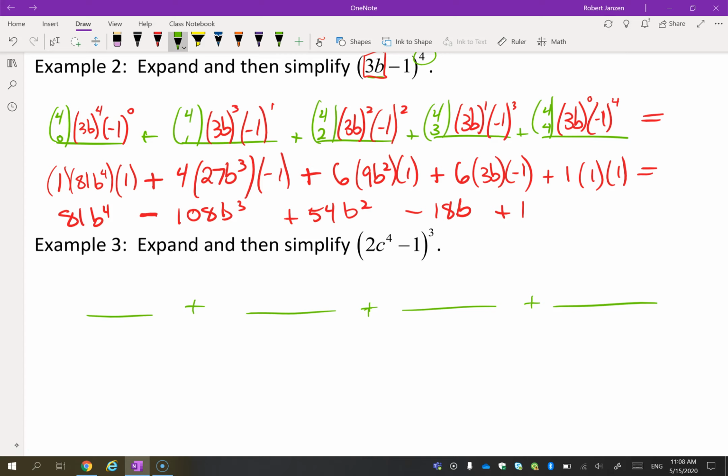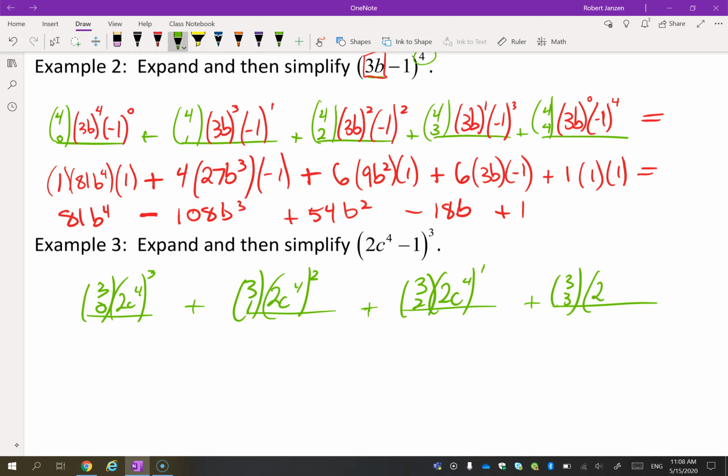Alright, now that you've tried it, you're going to have 3 choose 0, 3 choose 1, 3 choose 2, 3 choose 3. You get (2c^4)^3, (2c^4)^2, (2c^4)^1, (2c^4)^0. And then you have (-1)^0, (-1)^1, (-1)^2, (-1)^3.